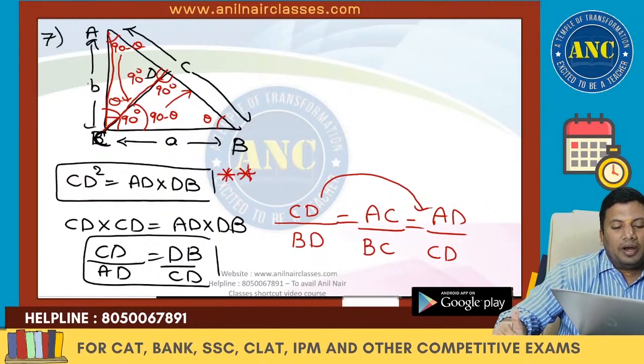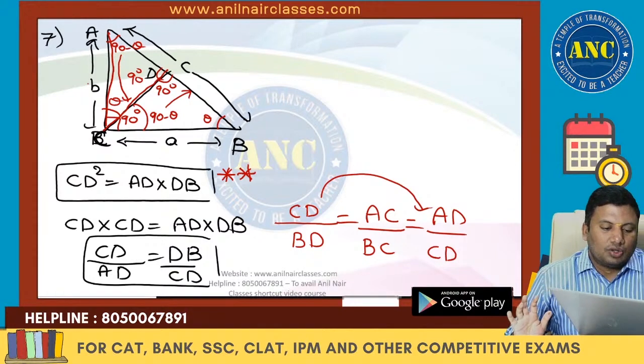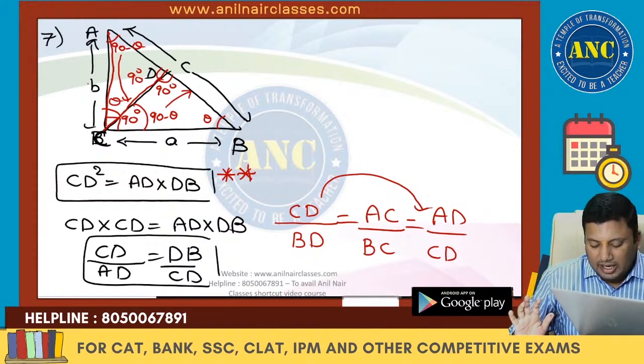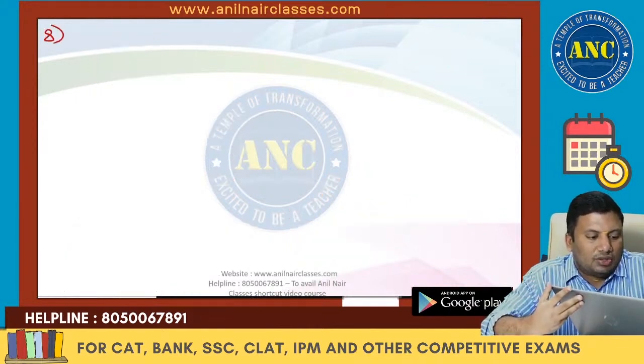From this also, previous year examination questions are asked. Question point number 7. I hope it is clear. So CD square is nothing but AD into BD. Another important key point, please write down. Eighth one.